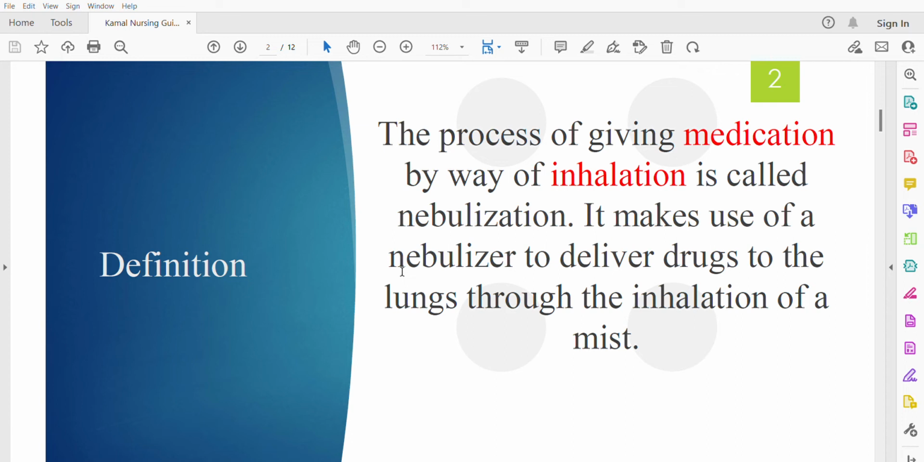And what is the process going on behind this? When we administer medication by the process of inhalation, it converts into a mist that the patient inhales and it delivers to his or her lungs, and this is the process that goes on behind the nebulizer.